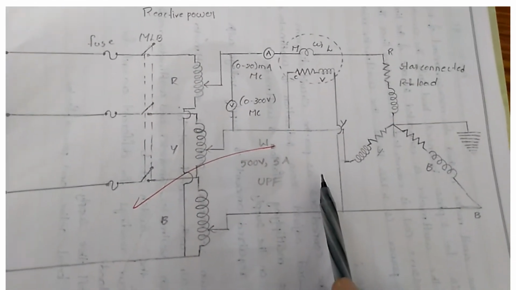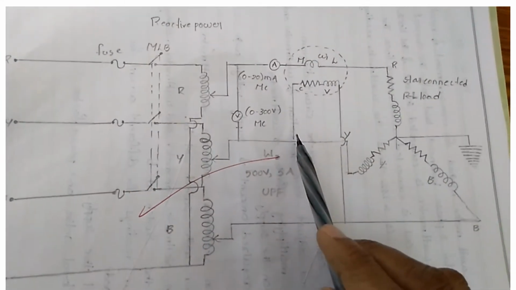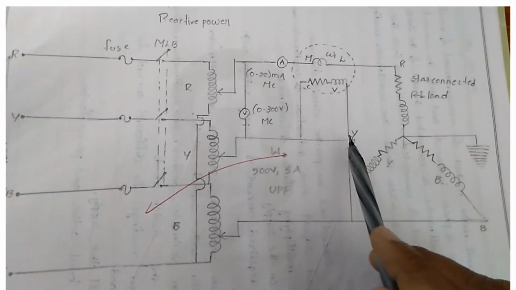So to measure reactive power we are going to connect this common terminal to the Y phase and the voltage terminal to the B phase. Okay, let us see the circuit here. On this circuit panel board, first we will go for the star load.